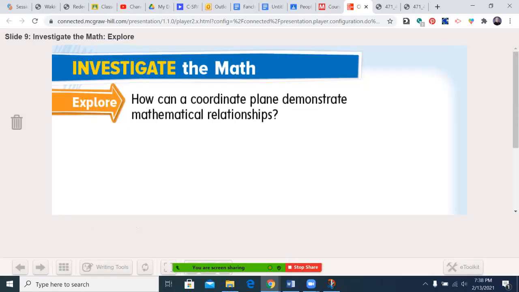I'm going to begin in the part that is not in your textbook, the investigate the math portion. It says, how can a coordinate plane demonstrate mathematical relationships? Well, it helps me visualize them. Those coordinates, as you saw when one was going straight up or this way, I can kind of see the relationships between different patterns.